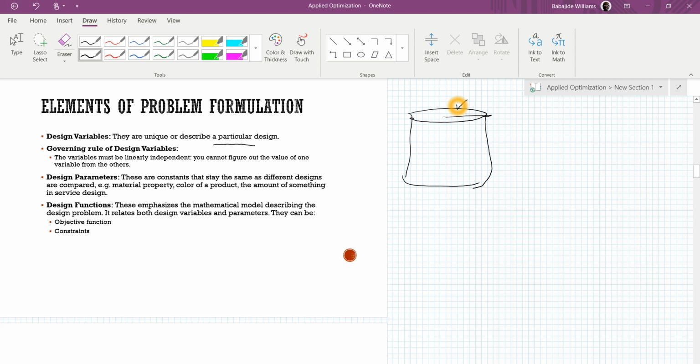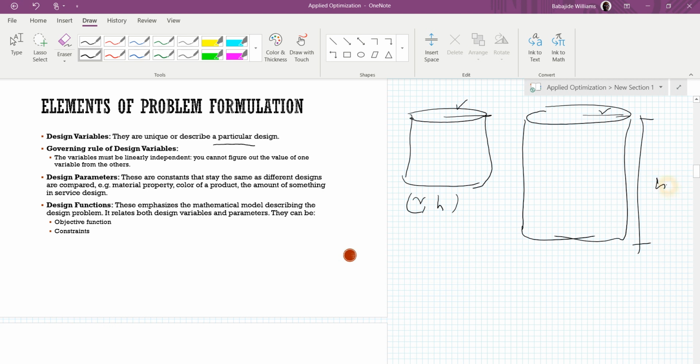Well, I could give you another can that has the same geometry but different dimensions, right? The design variables here will be, let's say, radius and height. And the design variables for the other can will also be radius and height, right? But they will be different across different design problems. Even though they have the same notation, they will be different across design problems.